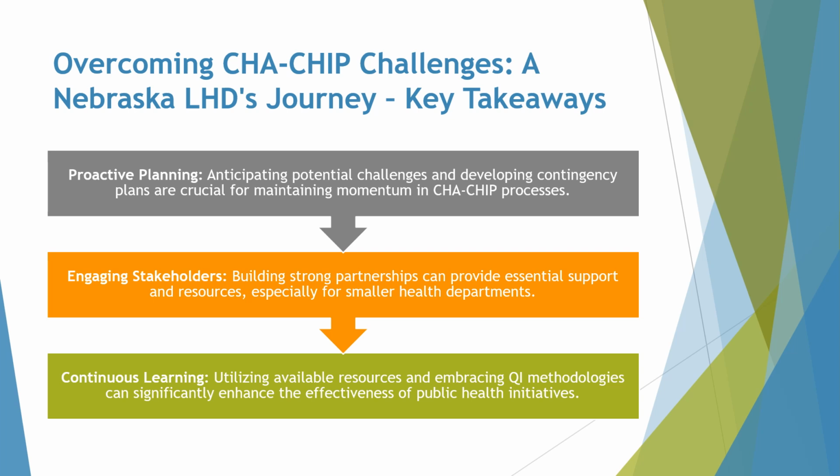So what are the key takeaways here? Proactive planning. They knew there were challenges. They developed plans, redundancies, training multiple people. Engaged stakeholders. They built partnerships with their hospitals and other community partners to try to maximize their available resources in the community so more people could have an impact. And then continuous learning. They applied QI Plan, Do, Study, Act, so that they didn't assume that they knew, they just kept meeting on it.